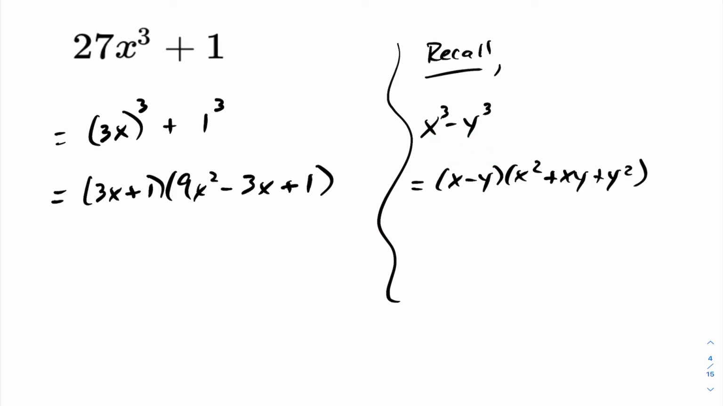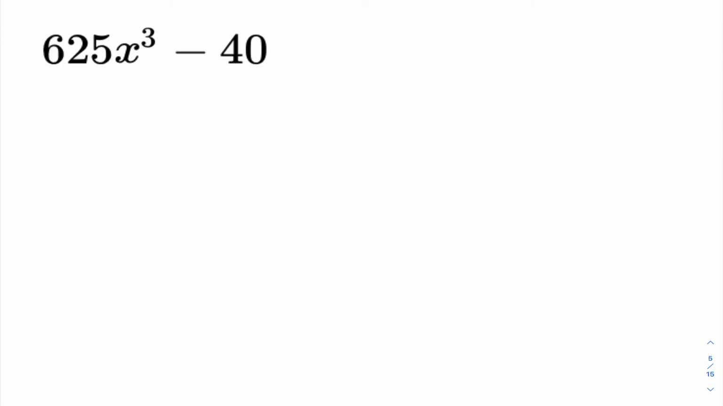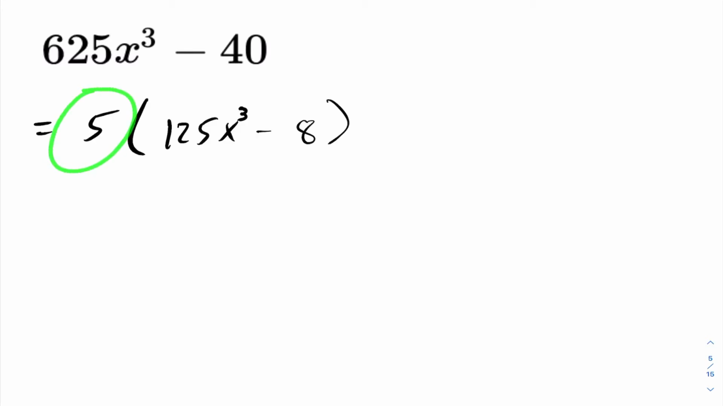Let's take a look at another example. Once again, we can factor this using difference of cubes. Looking here, you always want to look to see whether you have a GCF. We have a GCF of 5 here, so I'm going to factor a 5 out first. Doing so, factoring out that 5, we get 125x cubed minus 8.